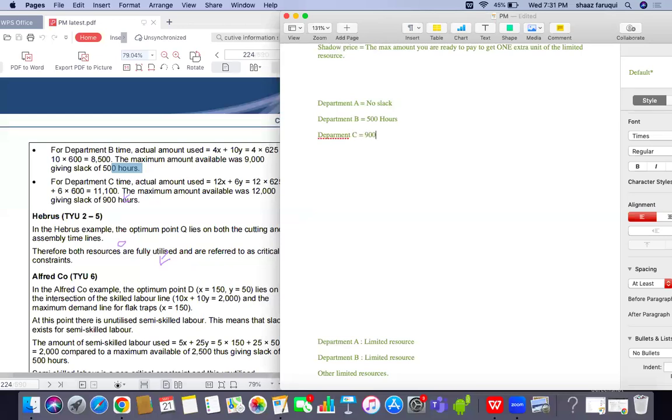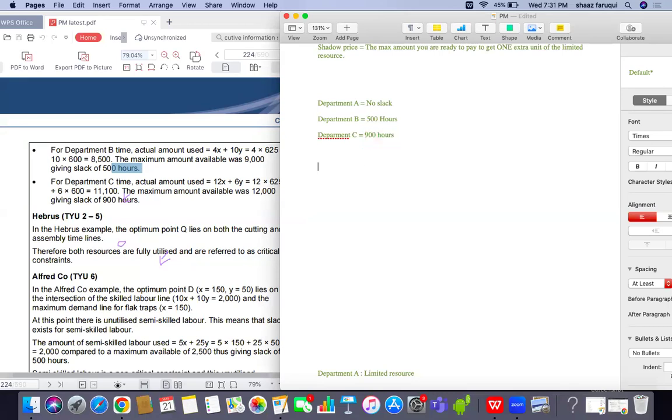First of all, in Department B and C, there is unused capacity. There is spare capacity. Tell me one thing, guys. If you have unused milk at home, will you go to the shop, pay more money and buy milk? No, because you have unused milk at home. Because Department B and Department C have Slack, we are not ready to pay any money to get one more unit of the limited resource, because I already have unused units. So why will I buy one more unit?